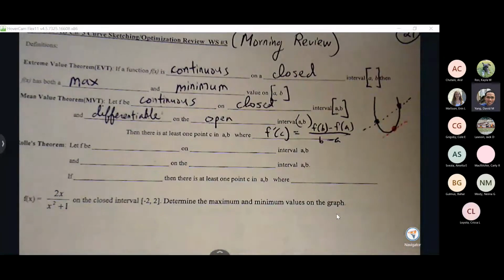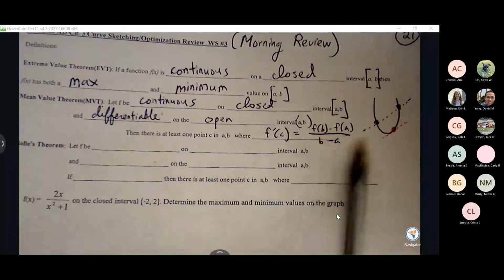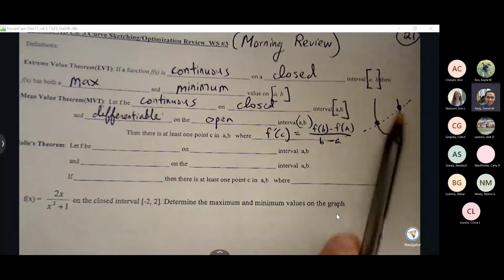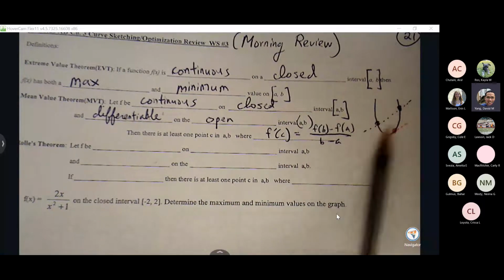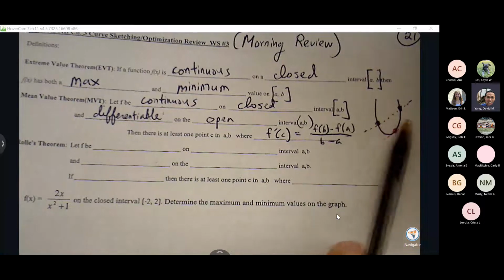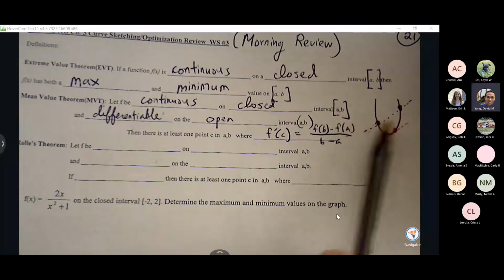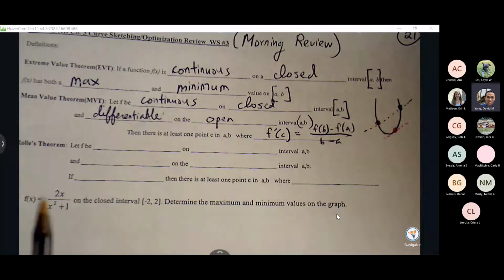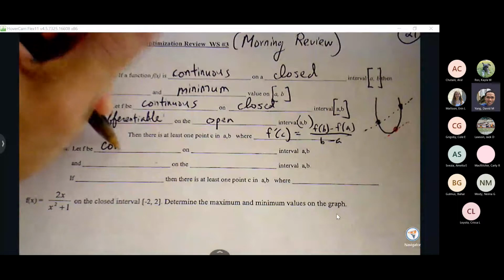Okay, Rolle's theorem. Almost identical to mean value theorem, but instead of a slope that could be 3 or 2 or 1/2 or -5, the slope has to be 0. So in order for us to draw a slope 0 between the endpoints, they have to have the same y value. But the conditions initially are the same.